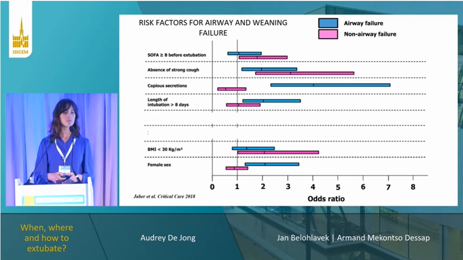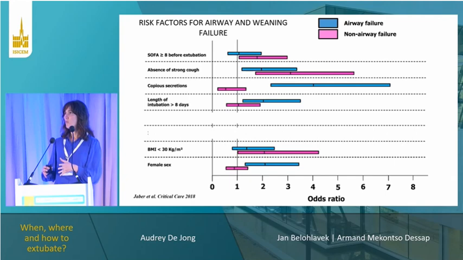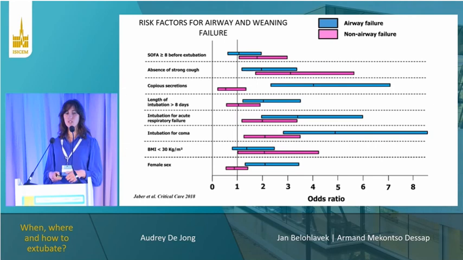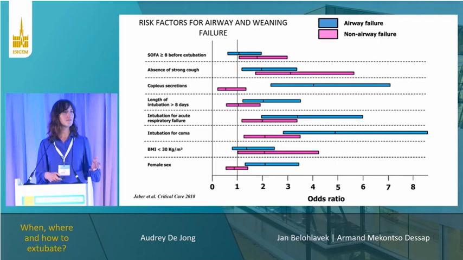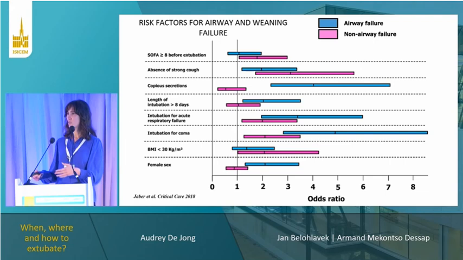And we had factors common to both airway and weaning failure. So we had absence of strong cough. As you know, cough is one of the strongest predictors of extubation success. And the fact of being intubated for acute respiratory failure or for coma. Of course, there are also specific risk factors for the neurological patient, and I think Professor Robba will talk about it in the next talk.